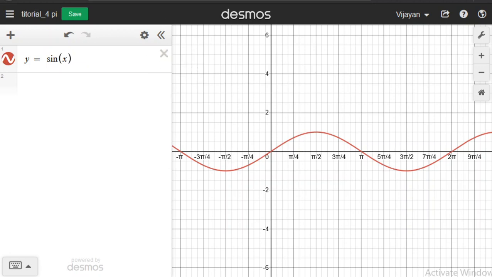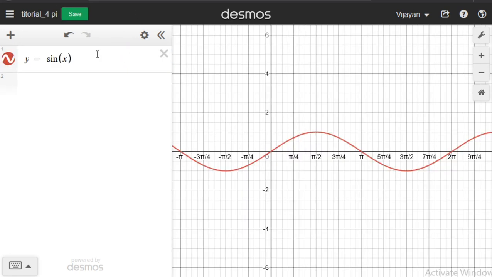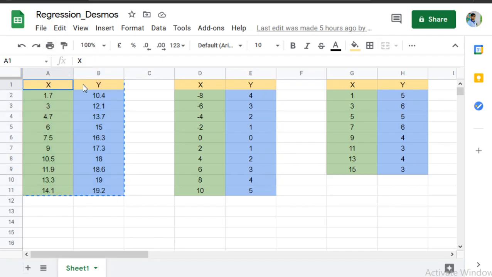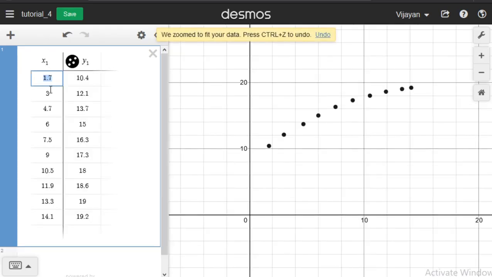Now we will move on to the next topic. The next topic is regression. For regression we need some set of data points. These are my data points, that is a set of x and y values. So I copy it and directly paste it over there. So these are the set of data points, x and y. For each individual x and y, the points have been plotted on the graph.